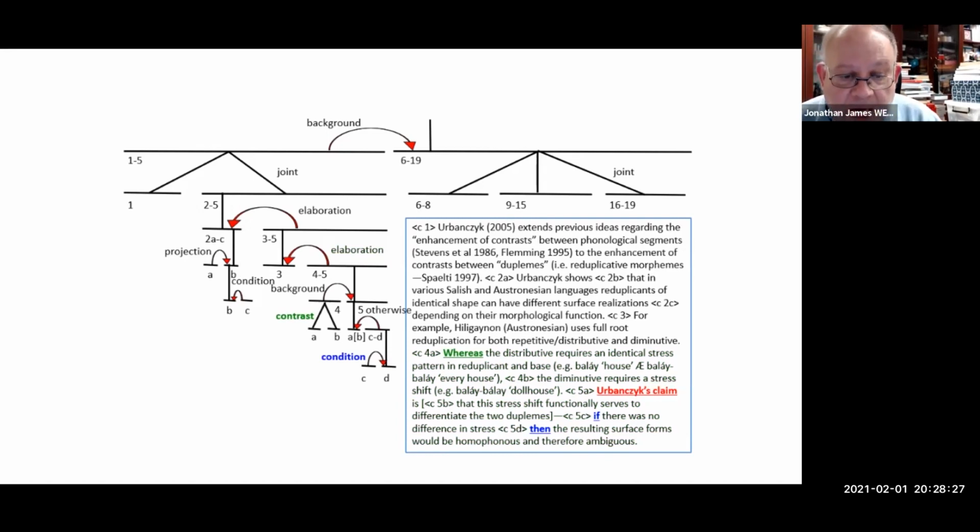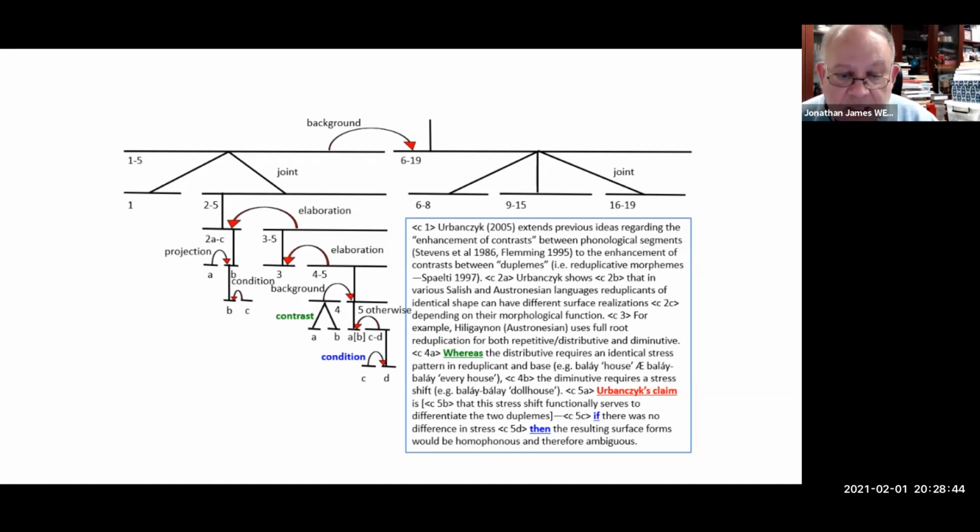Contrast. How do I know there's contrast between 4A and 4B? The whereas. How do I know that there's condition, if, then, conjunctions? How do I know that there's sort of an otherwise? Well, that I have to read.